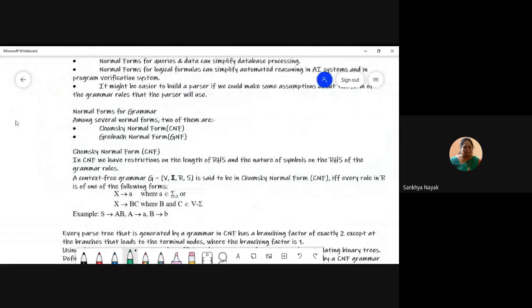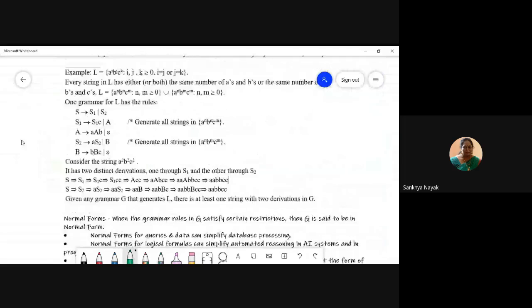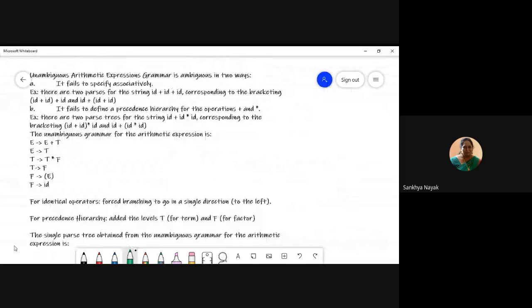And what about the second point? In the second point, we are talking about precedence, correct? You can see here, it fails to define a precedence hierarchy for the operations plus and star. Again, this example we took in the last class. We had two subtrees for this. Here, even precedence rules are violated, giving two different results, okay? We have done this in our last two classes, so it should be in your mind properly.